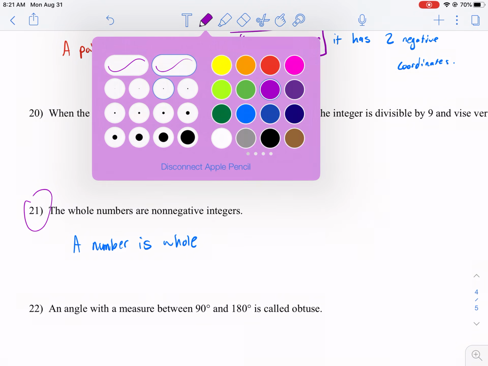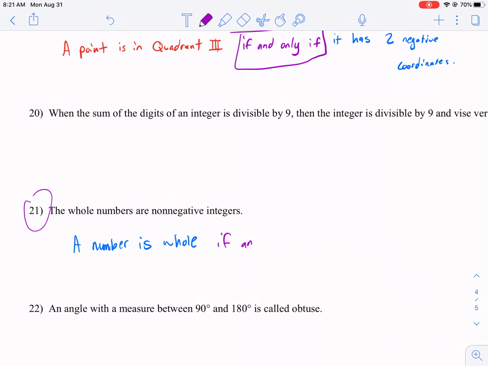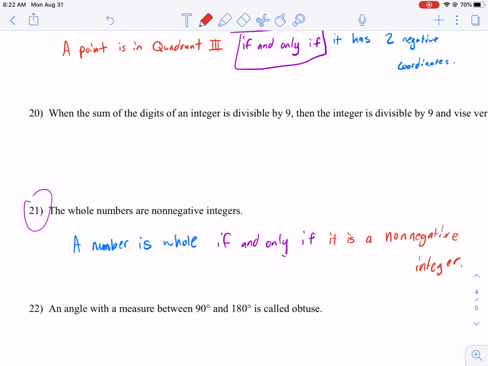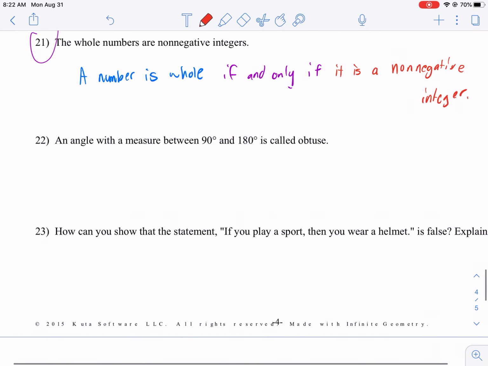And then this is our key part that makes it biconditional. If and only if it is a non-negative integer. So you see that I went singular instead of plural. I could easily make it plural by saying numbers are whole if and only if they are non-negative integers. Singular is pretty much saying the same thing. The main thing is understanding how to frame it in a biconditional statement.